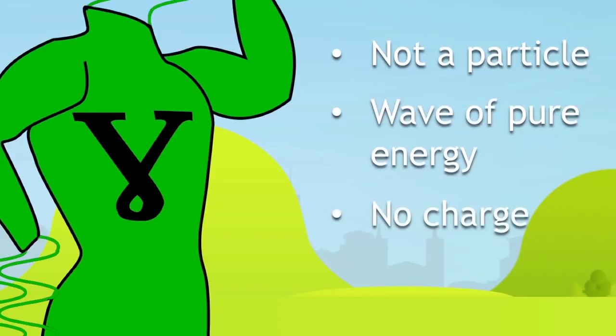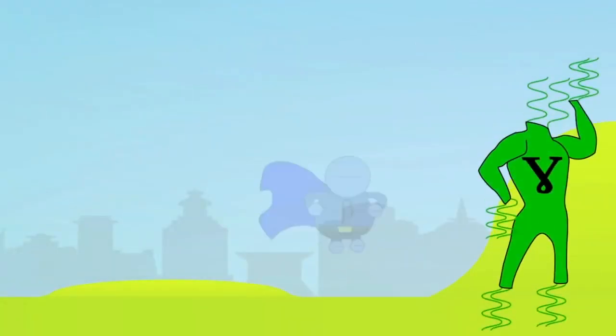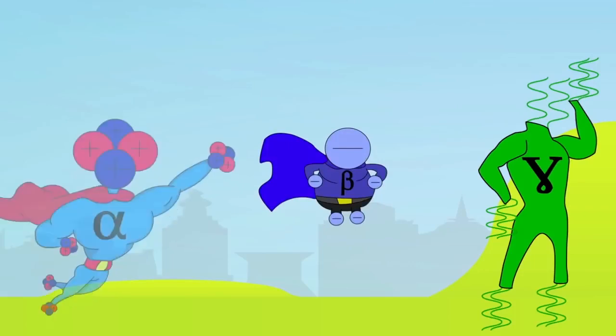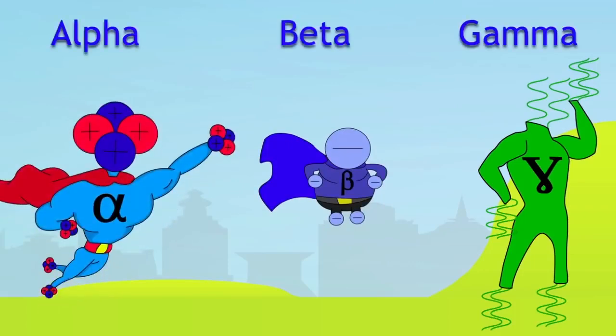And because it's got no charge, and it's got no mass either, it just keeps going. And it's very, very difficult to stop. So gamma radiation is the most penetrating. It has no charge and it has no mass. And it's not affected by a magnetic field.